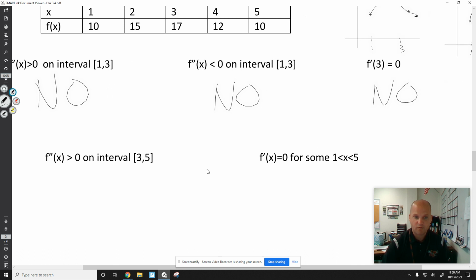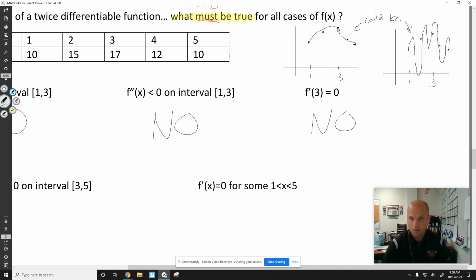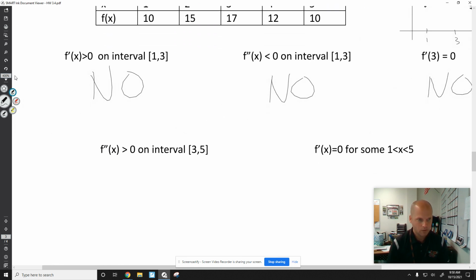Must the second derivative be positive between 3 and 5? Well, between 3 and 5, it could be positive. Sure, it could be. Must it be positive? No, it doesn't have to be positive. We don't know what the function looks like. So we don't know that this must be the case.